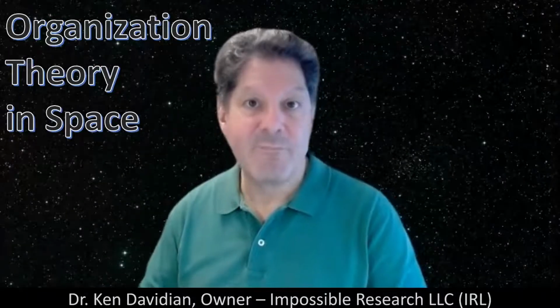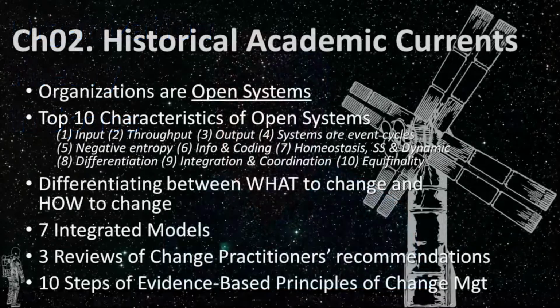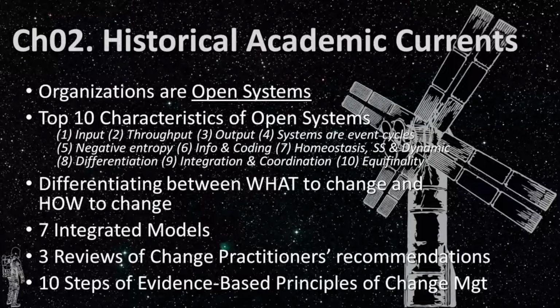Chapter 2 is entitled Historical Currents in Scholarship of Organizational Change. Here I just call it Historical Academic Currents. Since organizations are widely recognized as being open systems instead of closed systems, this chapter covers 10 characteristics of open systems that focuses on the distinction between an organization deciding what to change versus how to implement the changes.